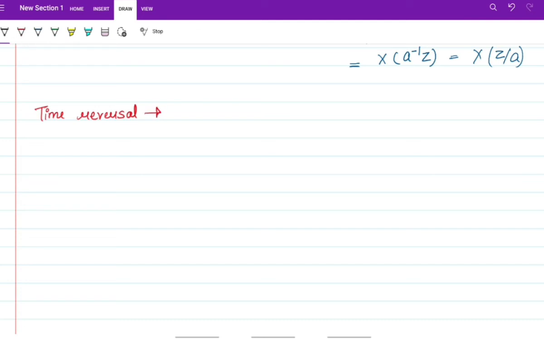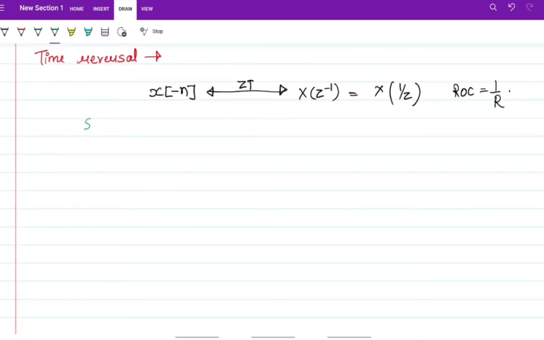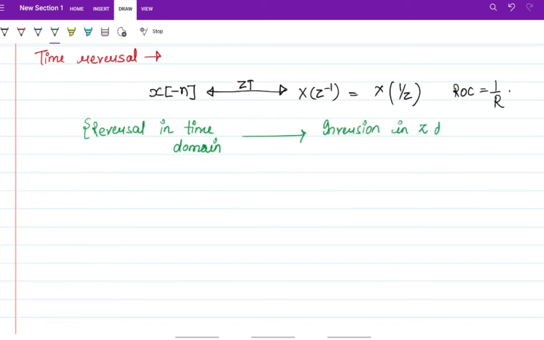According to this property, if we reverse the time, that is, instead of n we have to use minus n. So the Z transformation of x of n is X of z. What will be the Z transformation of x of minus n? Then we can write this as X of z inverse. Okay, and what about the ROC? This way we can write this as 1 by z. So the ROC will be equal to 1 by R. So you can remember this as: reversal in the time domain is nothing but inversion in the Z domain.